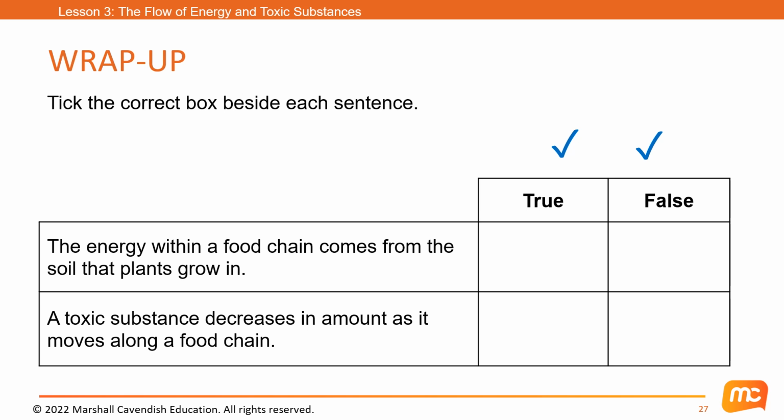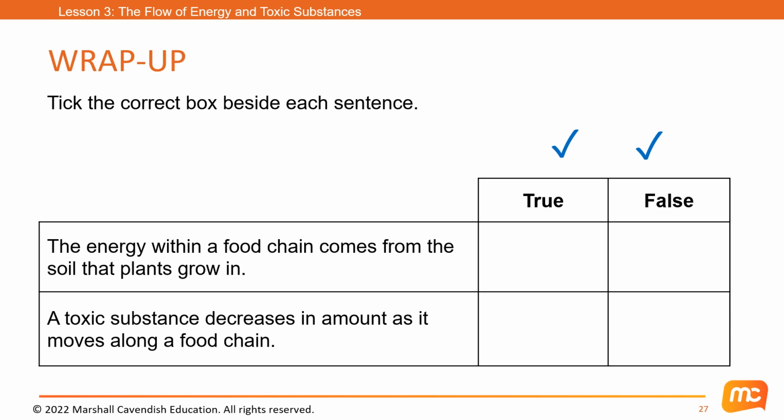Let's see the first. The energy within a food chain comes from the soil that plants grow in. Do you think that is true? Do you agree with that sentence? Yes, good. The answer will be false. Why? The energy within a food chain comes from the sun. Good job. And then next, a toxic substance decreases in amount as it moves along a food chain.